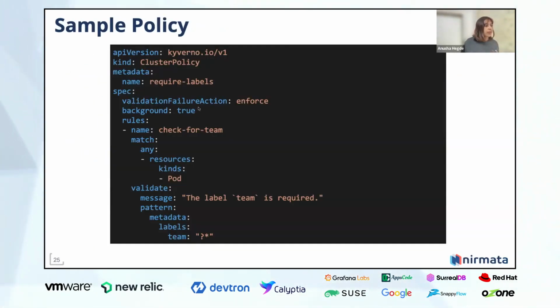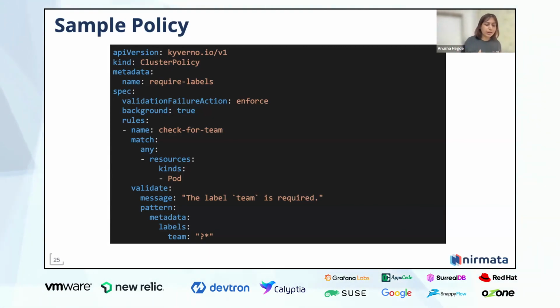Here, this field is quite important, validation failure action. So we have two fields here, enforce and audit. Enforce means, when we saw the API request path, the final control was the validating admission control. So when you say validation failure action as enforce, if your validation admission control returns false, that is, you are failing some validation rules, then your request is going to get dropped.